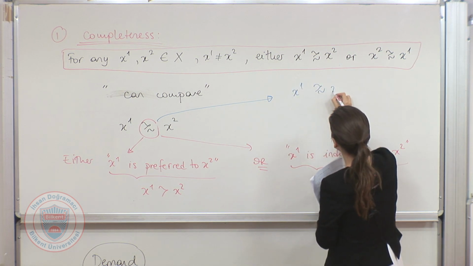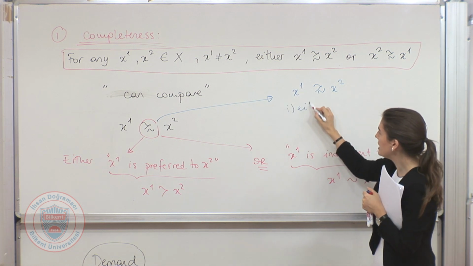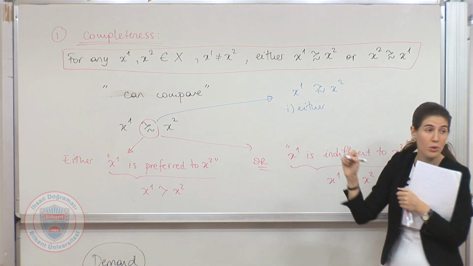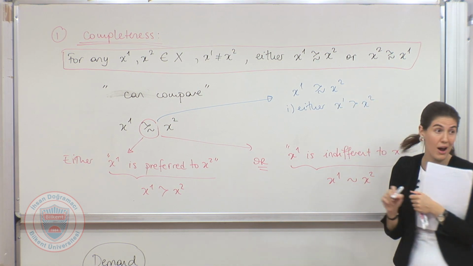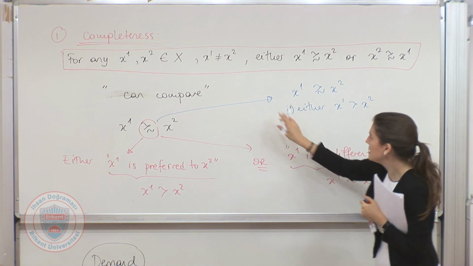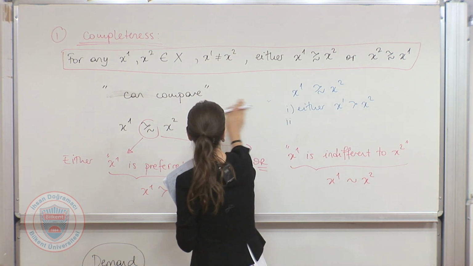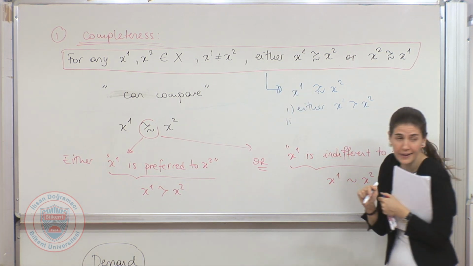x1 is at least as good as x2. Basically, it means either the individual strictly prefers x1 to x2, or let's put it like this. Actually, we can say it for completeness. So what does this say?